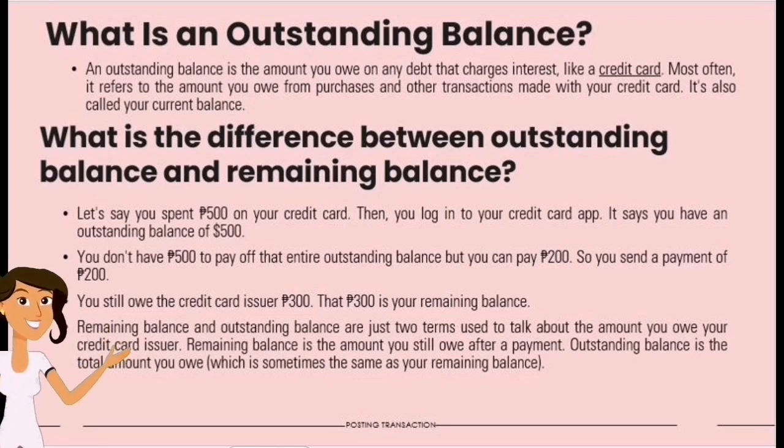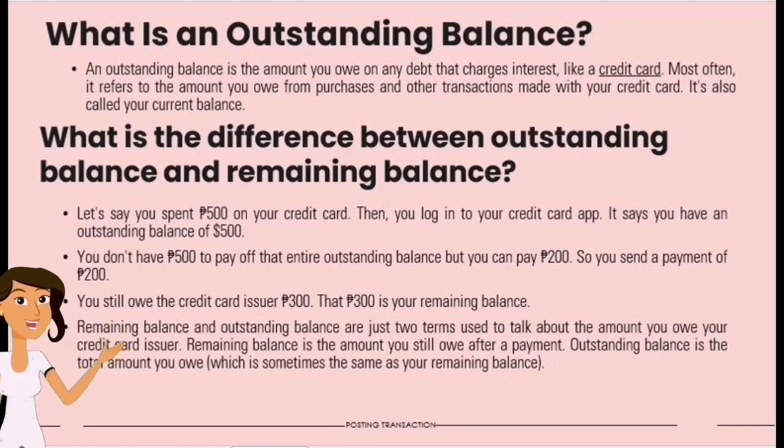What is the difference between outstanding balance and remaining balance? Let's say you spent 500 pesos on your credit card. Then, you log into your credit card app. It says you have an outstanding balance of 500 pesos. You don't have 500 pesos to pay off that entire outstanding balance, but you can pay 200 pesos. So you send a payment of 200 pesos. You still owe the credit card issuer 300 pesos. That 300 pesos is your remaining balance.